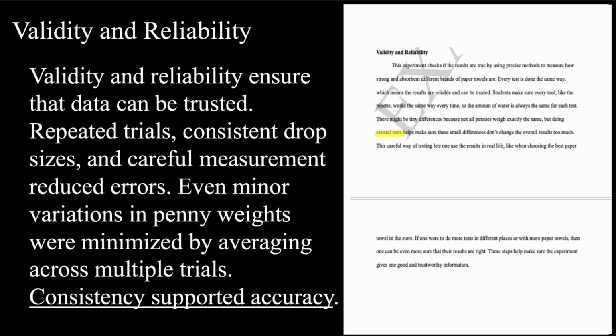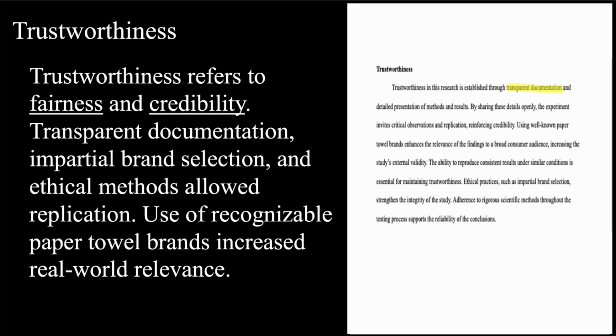Validity and reliability ensure that data can be trusted. Repeated trials, consistent drop sizes, and careful measurement reduce errors. Even minor variations in penny weights were minimized by averaging across multiple trials. Consistency supported accuracy. Trustworthiness refers to fairness and credibility. Transparent documentation, impartial brand selection, and ethical methods allowed replication. Use of recognizable paper towel brands increased real-world relevance.